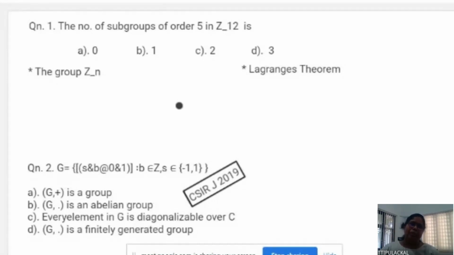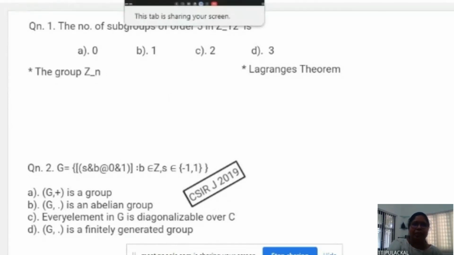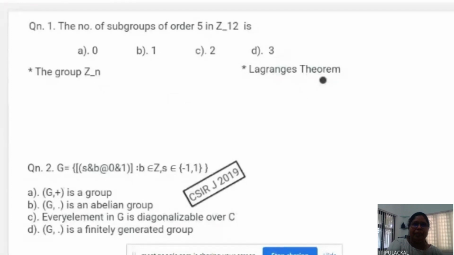There are 4 options: 0, 1, 2, and 3. So the number of subgroups of order 5 in Z12. I hope all of the participants here know the answer, because all of them know the structure of the group, and then Lagrange's theorem also. What does Lagrange's theorem say? If we have a subgroup of a finite group, then its order divides the order of the group, right?